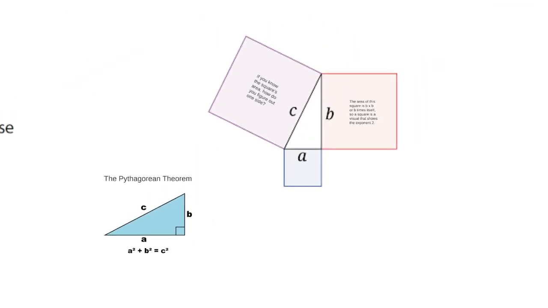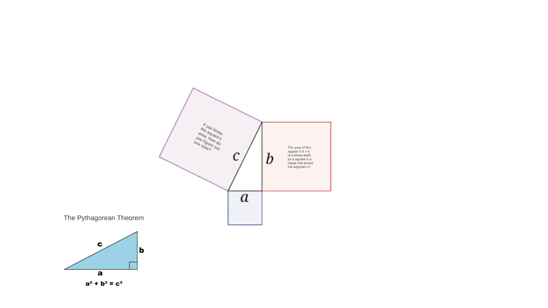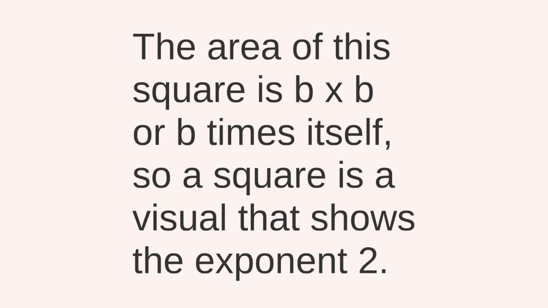So I'm going to remind you what we mean by squaring something. Squaring is just taking something to the exponent 2. Why do we say that? Because the area of this square, for example, that b square is b times b. Because it's a square, the sides are all equal. So one side was on the edge of the triangle, and the other side is the same length because it's a square. So b times itself, we can represent visually as a square.